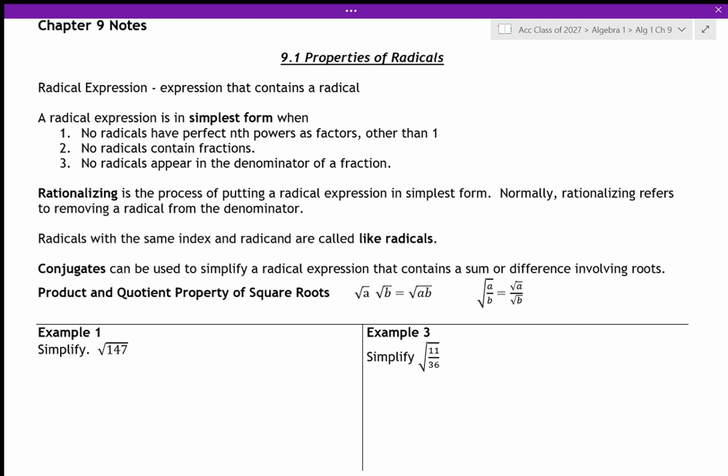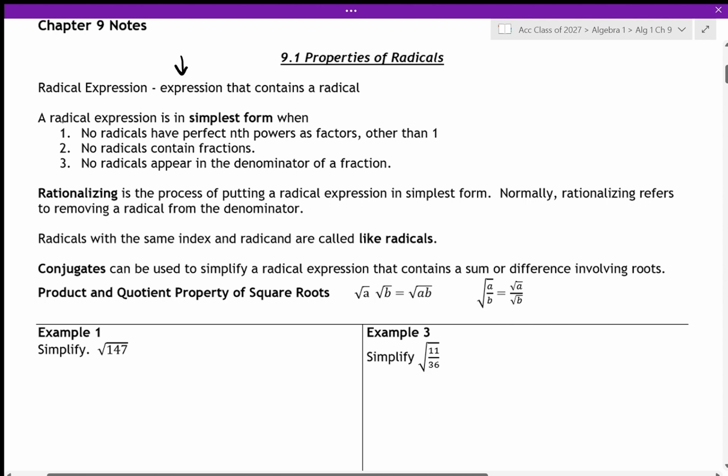So starting off here, we have that a radical expression is an expression that contains a radical. Remember the word expression here, that means that there's not necessarily an equal sign, right? So if you look at problem 1, there's no equal sign, so that's just an expression. Otherwise, it would be an equation, and there'd be an equal sign in there.